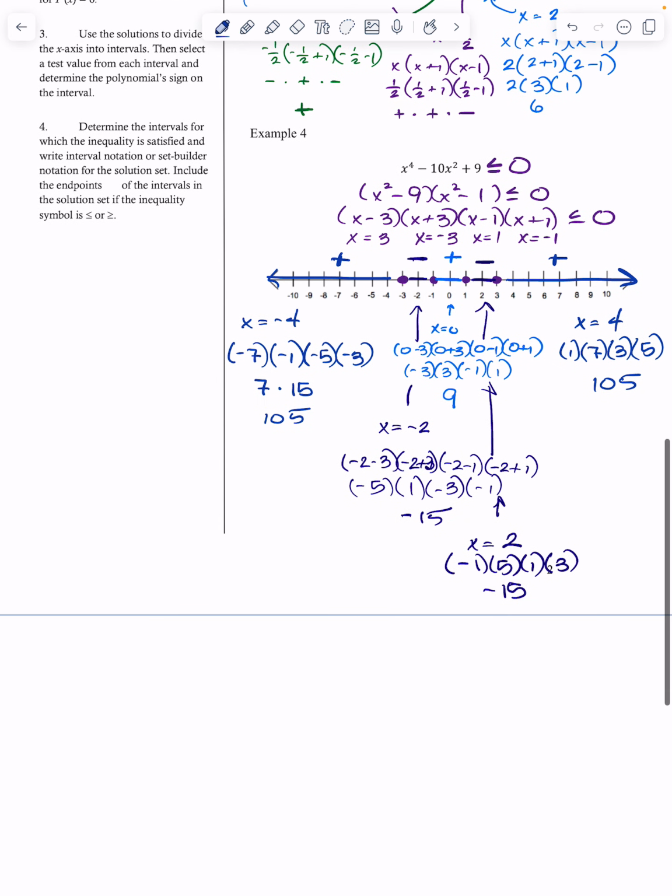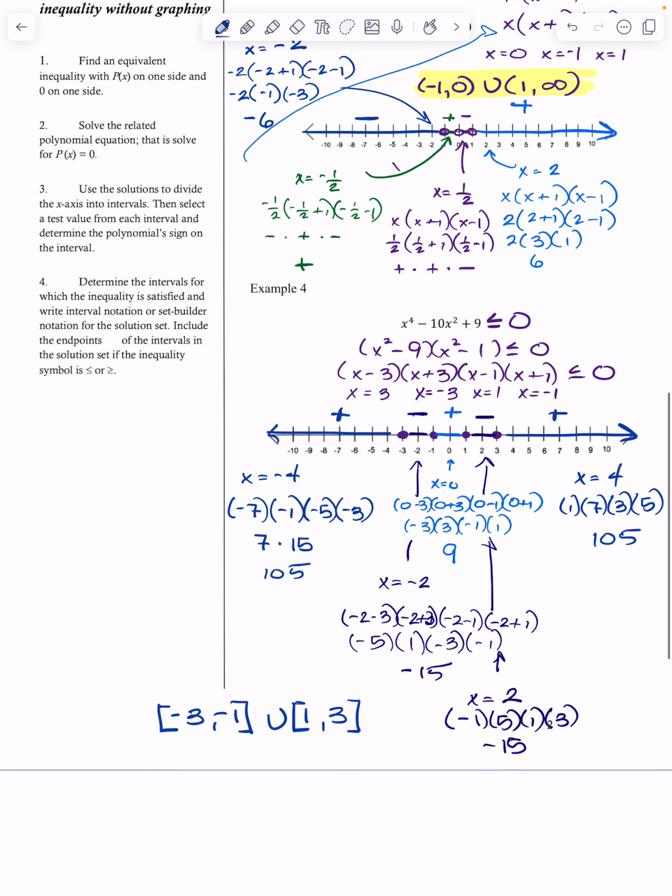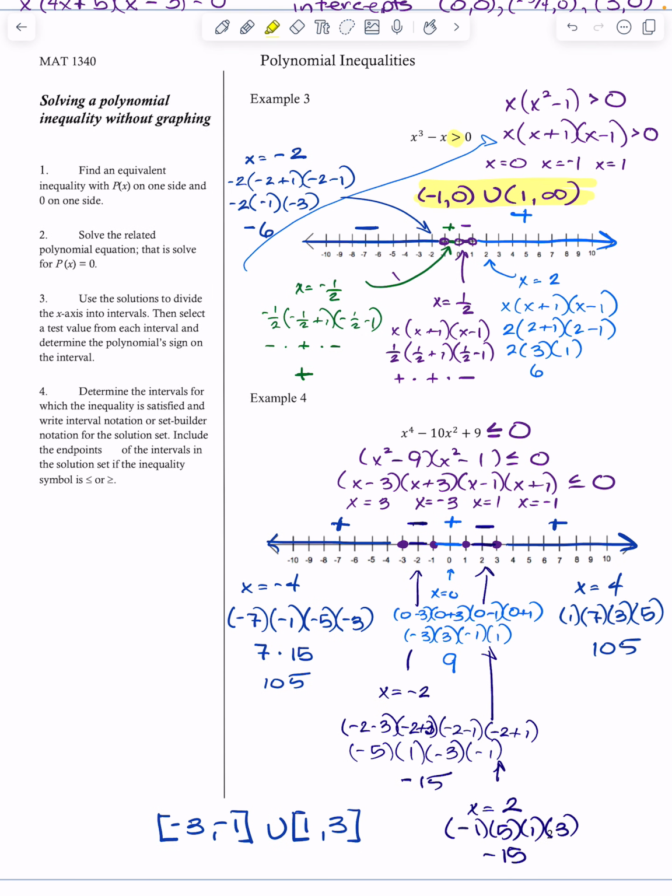We are looking for solutions. By solutions, I mean the x's that give us negative y's. That's our less than or equal to 0 part. So our solutions here are the intervals from -3 to -1, and we are including those endpoints because it can be 0, and 1 to 3. All of the x's that give us negative y's.